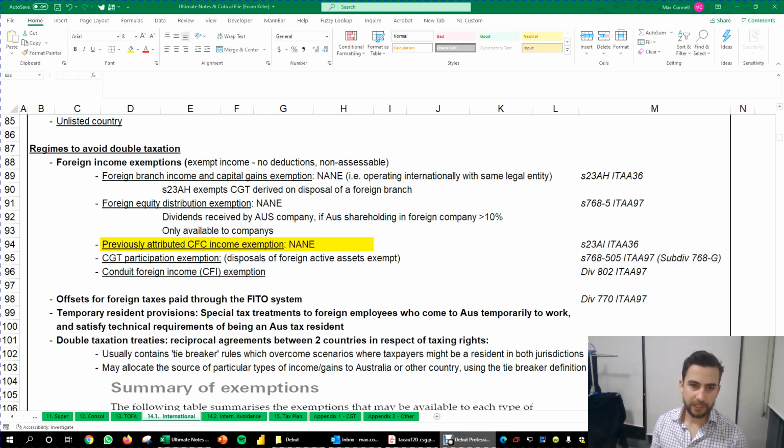Okay, so moving on to the next foreign income exemption. The next one is foreign equity distribution, for example, dividends received by an Australian company if the Australian shareholding in the foreign company is greater than 10%. Only applicable to companies. It wouldn't be the case if I was an individual investor in Australia receiving a dividend. This doesn't apply.